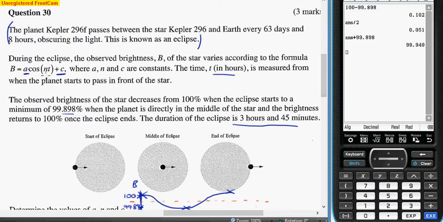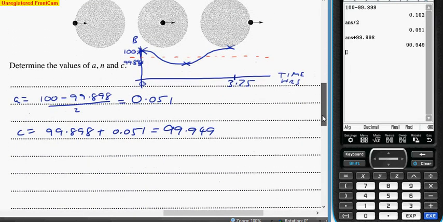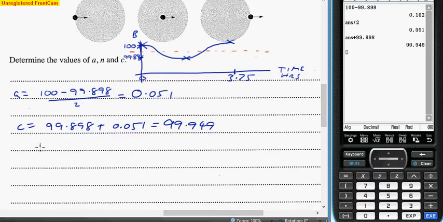Having found A and C, I've just got to find the little letter n now. Now n is 2 pi over the period, that's probably on your formula sheet. In our case, the period in hours is 3.75, so it's 2 pi divided by 3.75. If you leave the pi in there and divide the top and bottom by 2, this is pi over 1.875. That's it as an exact value.